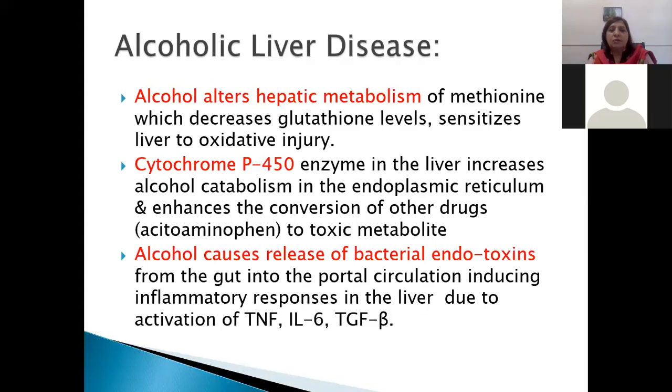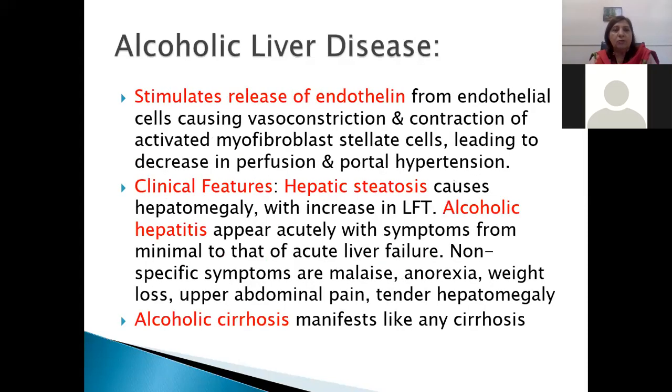Alcohol causes release of bacterial endotoxin from the gut into the portal circulation, inducing inflammatory responses in the liver due to activation of tumor necrosis factor, interleukin-6 or transforming growth factor beta. Simultaneous release of endothelin from endothelial cells causes vasoconstriction and contraction of activated myofibroblasts, stellate cells, leading to decrease in perfusion and portal hypertension.